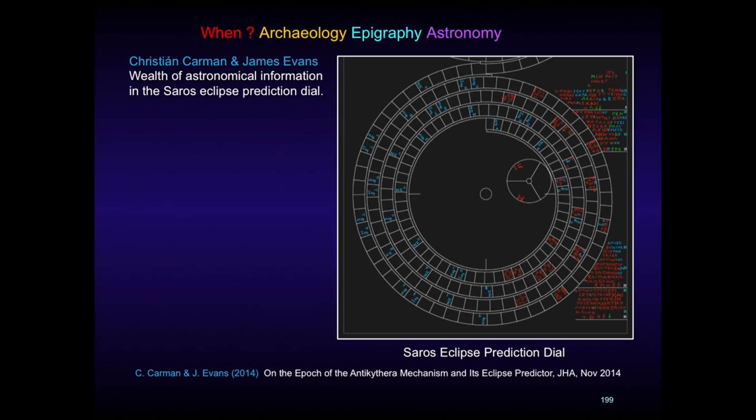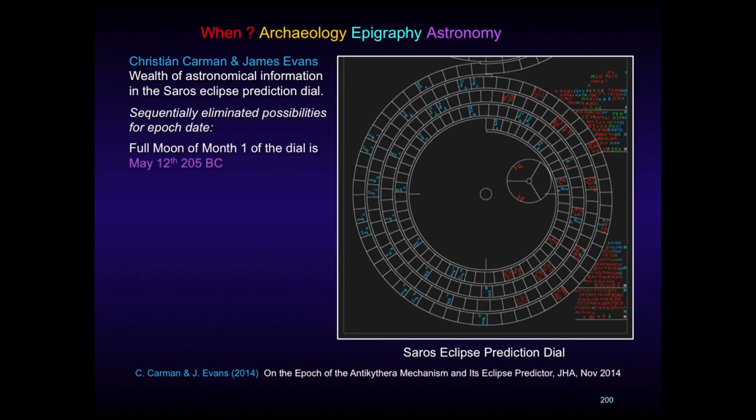So when they announced their result, which was astonishing, I think they must have been disappointed with our reaction. They said that they'd sequentially eliminated possibilities to determine that the full moon of month 1 of the dial is May the 12th, 205 BC. Not only a 100-year range for them, a particular day on which the Saros dial started.